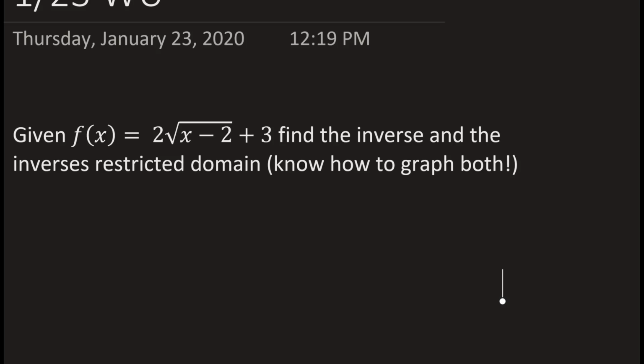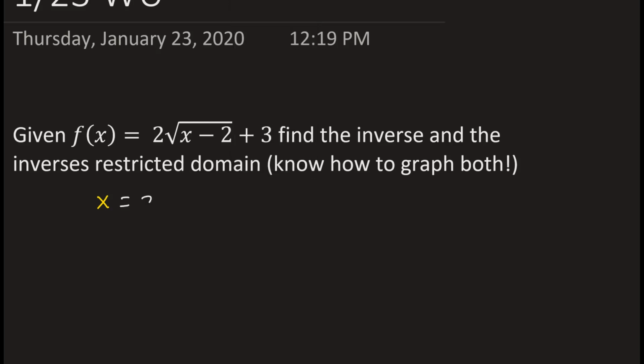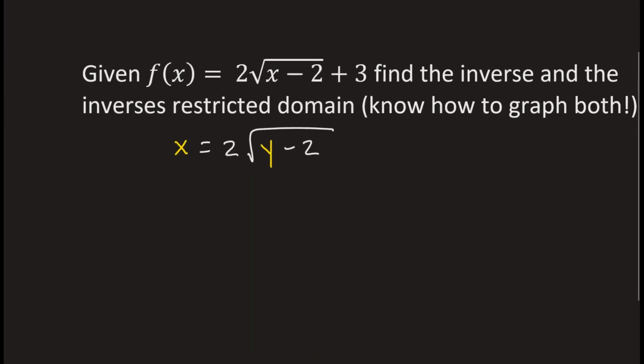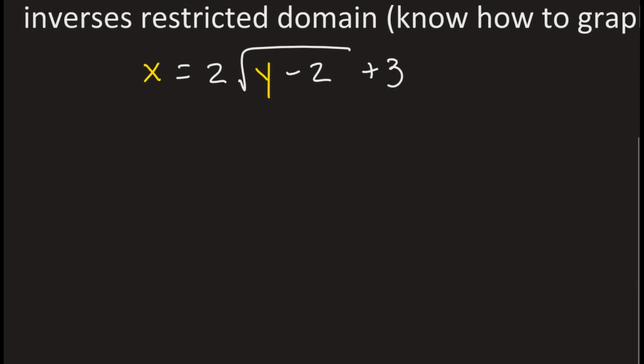How do we find an inverse function? What do we do first? You flip the x and the y, right? So we have an x out front equal to 2 square root, and instead of an x inside, it's now y minus 2, plus 3. Then what do I do first? Yes, I need to get the 3 over to the other side.